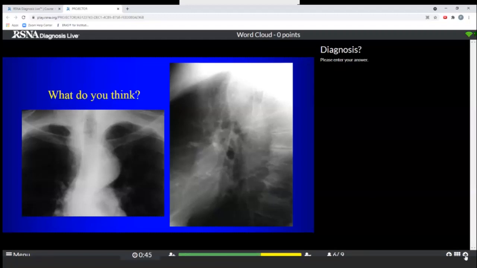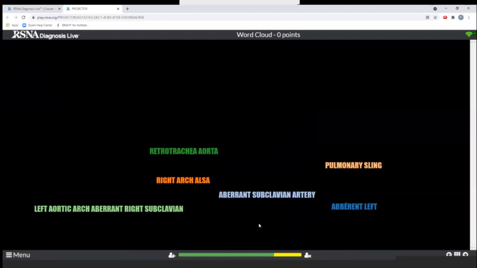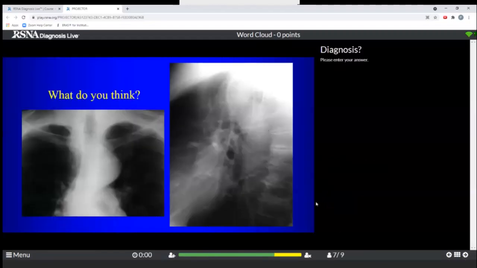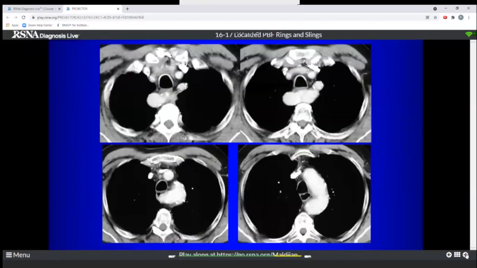What did we say? We said left arch with an aberrant right subclavian artery. That is correct. It's a left arch with an aberrant right subclavian. You can see the left arch here, and it looks like there's some kind of funny vessel going back here on the plain film. But on the lateral view, the key finding is this deviation of the trachea anteriorly. When we see that smooth deviation, that can be an indication of an aberrant subclavian artery back there behind the trachea. So that is the clue, plain film.